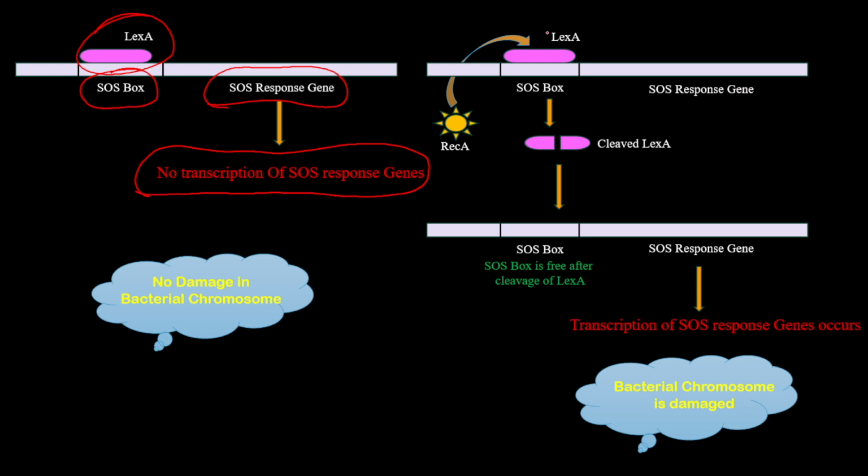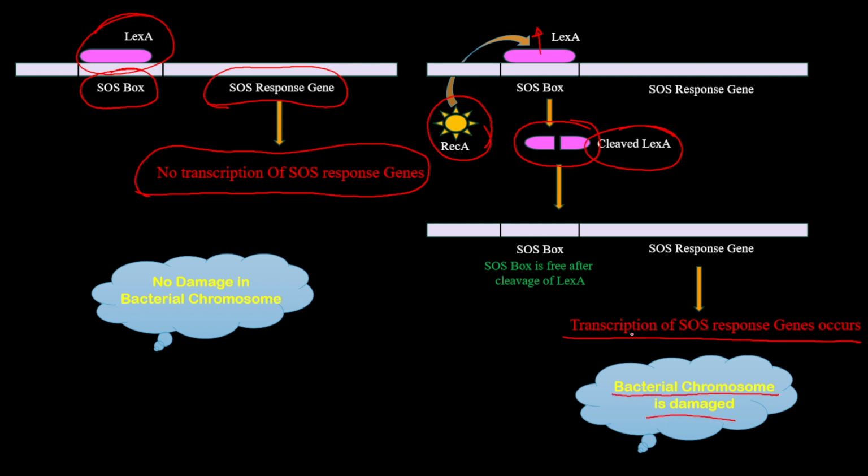But if there is damage to the chromosomal DNA, then you are going to have the recruitment of RecA, and that's how it is actually going to cause the cleavage of LexA. And once there is a cleavage of LexA, then this inhibition or attenuation is going to be removed, and that's how the SOS box is free, and that's how it is actually going to cause the production of the SOS response genes, and that's going to cause the bacterial chromosome damage repair.